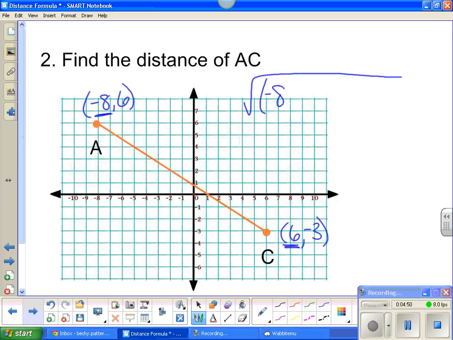So negative 8 minus 6 squared plus, and since I picked the -8 first for my x's, I have to pick the 6 first for my y's. So 6 minus -3. Be careful here with your double negative. It's a minus from the formula, and it's a negative because it's a -3. But you know that when we have a minus and negative, we always change it to a plus.